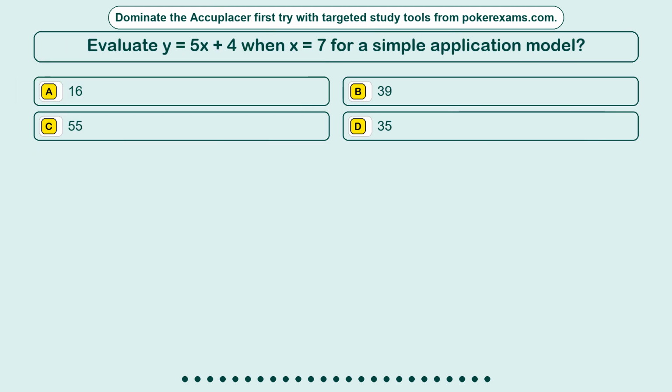Question 7. Evaluate y equals 5x plus 4 when x equals 7 for a simple application model. Option A, 16. Option B, 39. Option C, 55. Option D, 35.